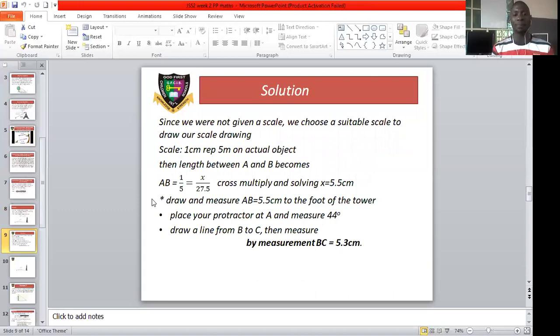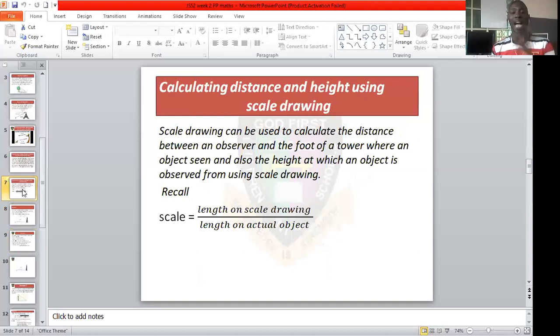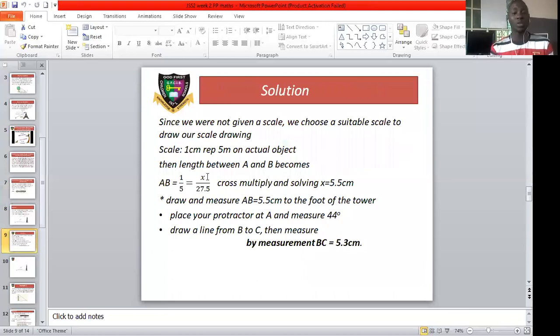Then the length AB becomes, how to calculate scale drawing, the formula is: length on scale drawing over length on actual object. We have taken our scale to be 1 centimeter to represent 5 meters, that is 1/5. Since we don't know the length on the scale drawing, we represent it as X, and the length on the actual object is 27.5. So 1/5 equals X over 27.5.